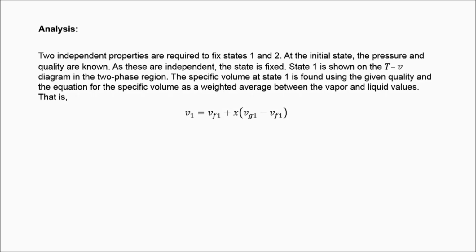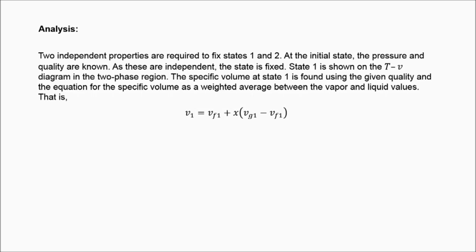Two independent properties are required to fix states 1 and 2. At the initial state, the pressure and quality are known. As these are independent properties, the state is fixed. State 1 is shown on the TV diagram in a two-phase region.